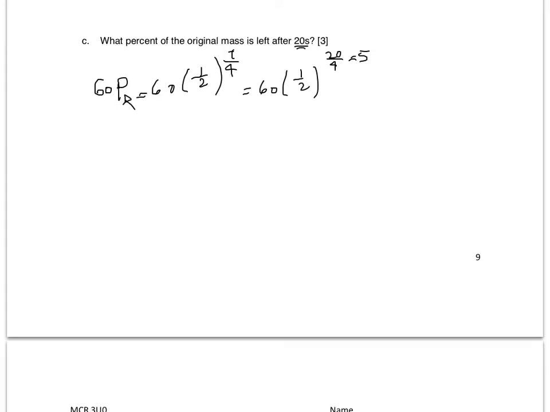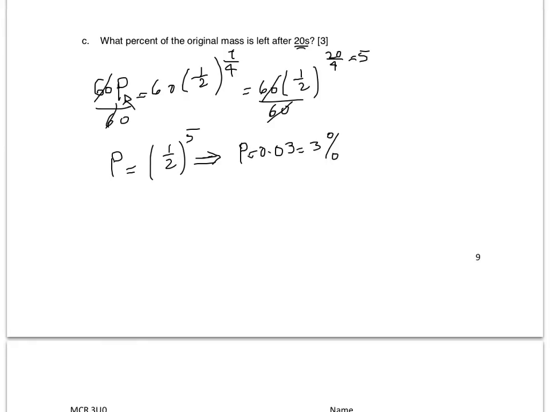Now, if we solve this one for p, I'm going to divide by 60. So I'm going to divide this by 60. 60 goes with 60. So p is really 1 over 2 exponent 5. If you evaluate 1 over 2 exponent 5 and then change it to percent, you're going to get p is 0.03, which is equal to 3%. So 3% of the material is left after 20 seconds.